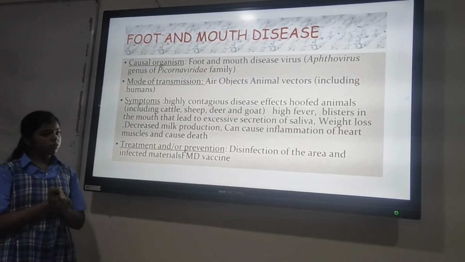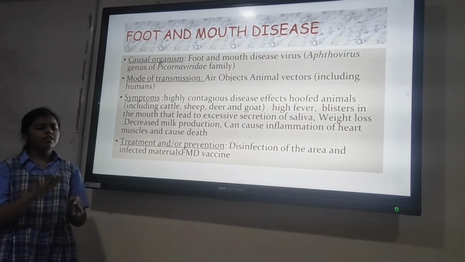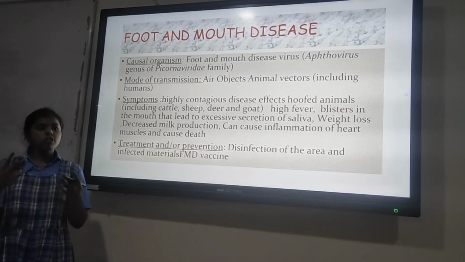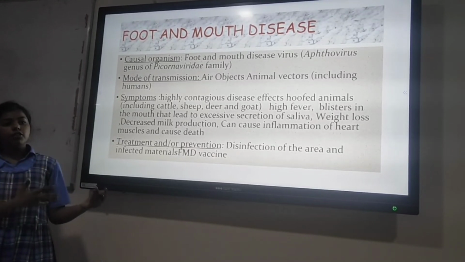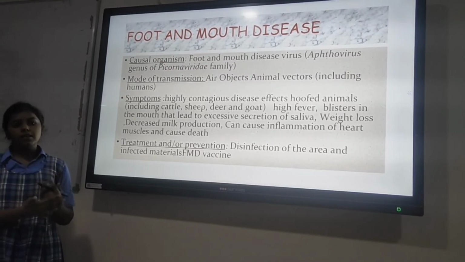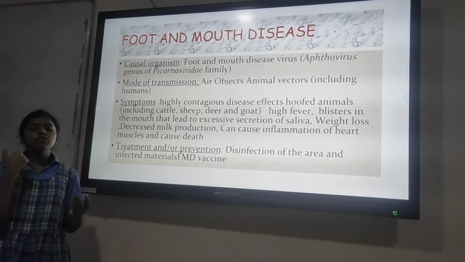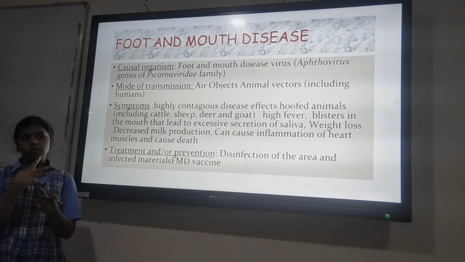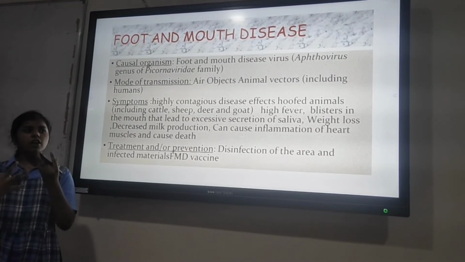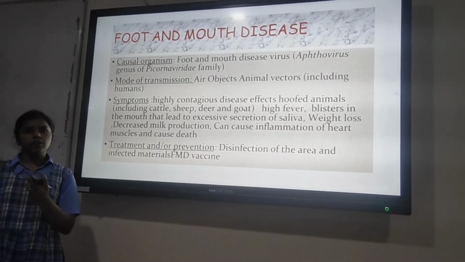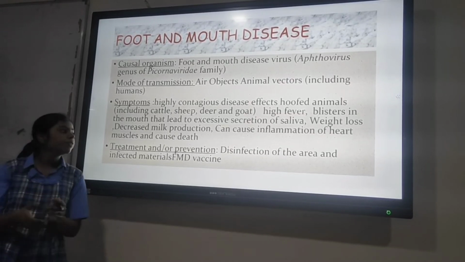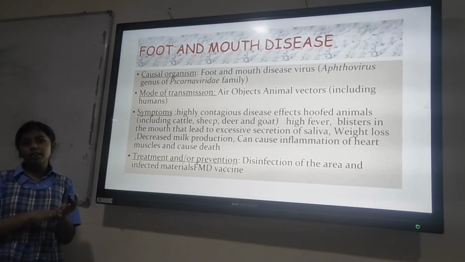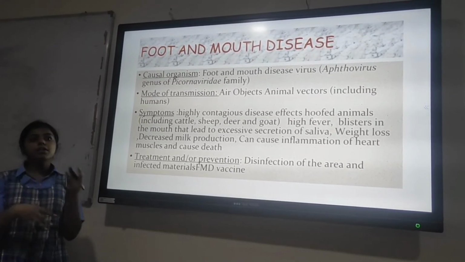So, what are the symptoms? First of all, this is a very highly contagious disease. That is, it can spread very fast. When any hoofed animal gets affected by this disease, they can experience blisters on their mouth area and their foot area. Due to the blisters on their mouth area, they also experience excessive secretion of saliva.